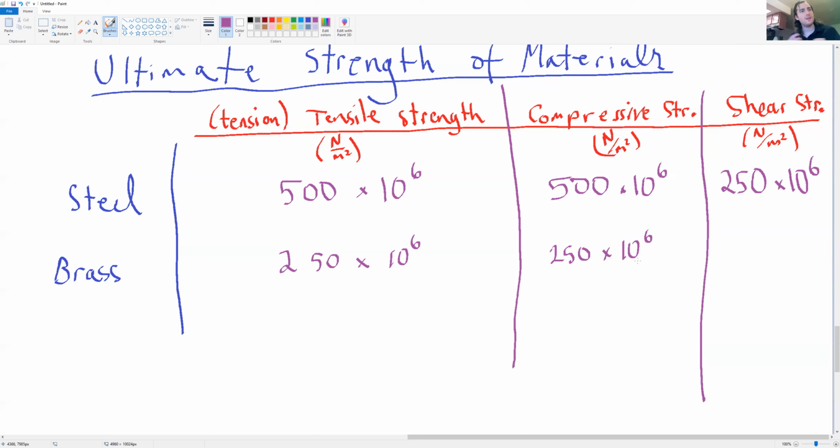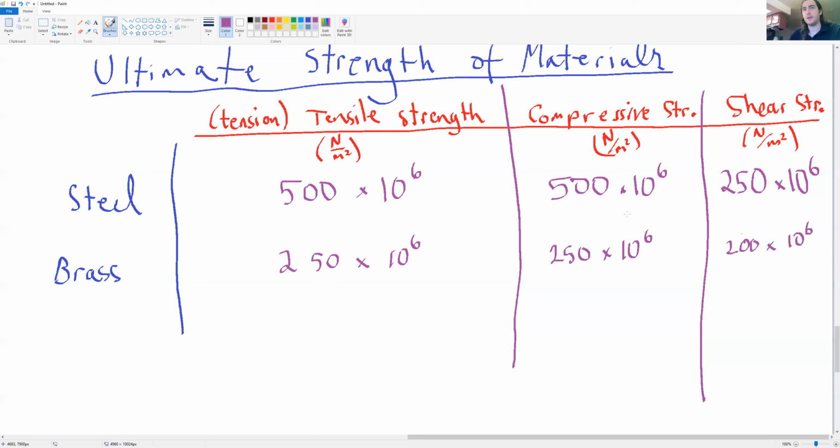And it's the same in tension and compression, again, because it's a metal. Metals tend to be like that. It just has to do with their atomic structure. And for the shear strength here, it's 200. So brass is almost as good with the shear stress as it is in tension and compression. So those ones are all a bit closer.